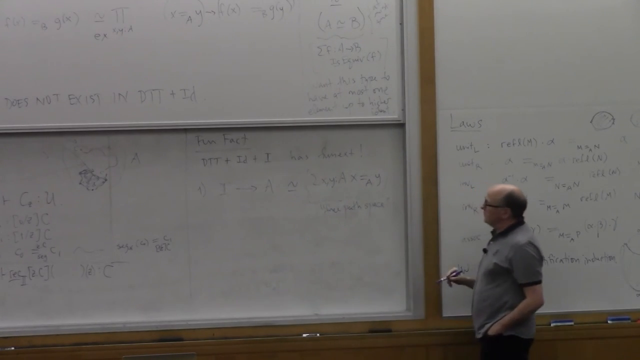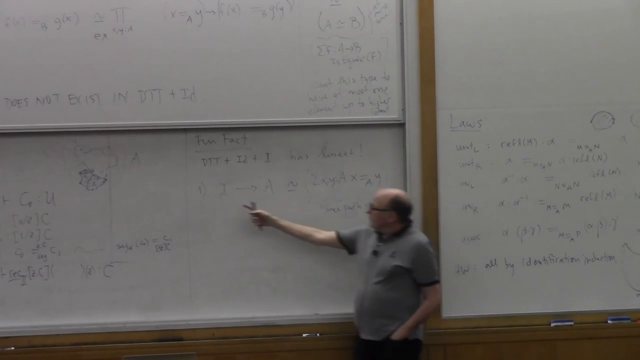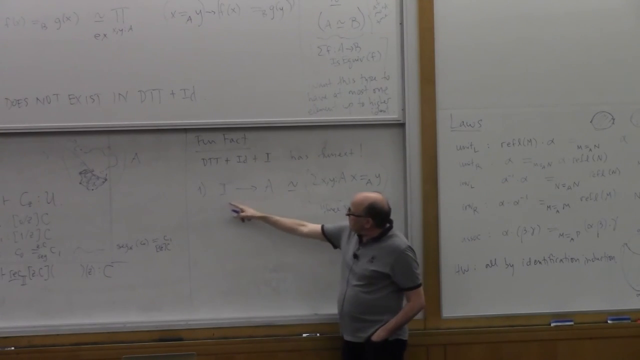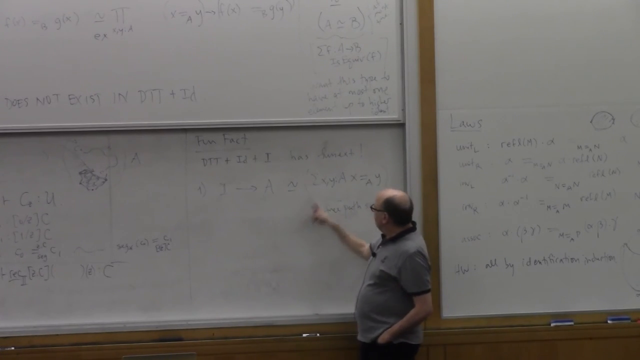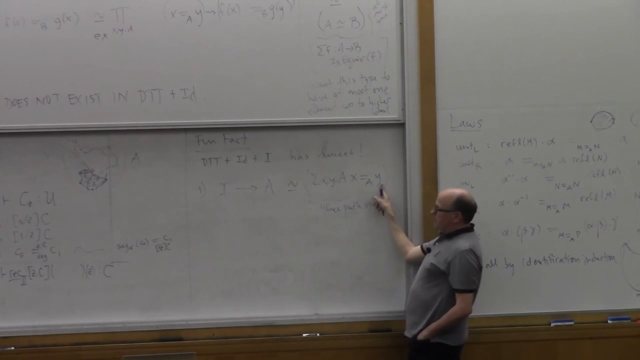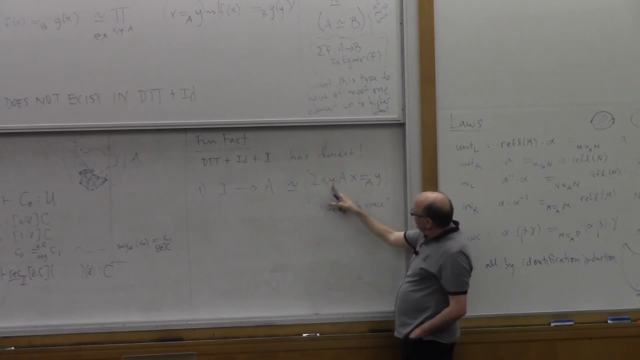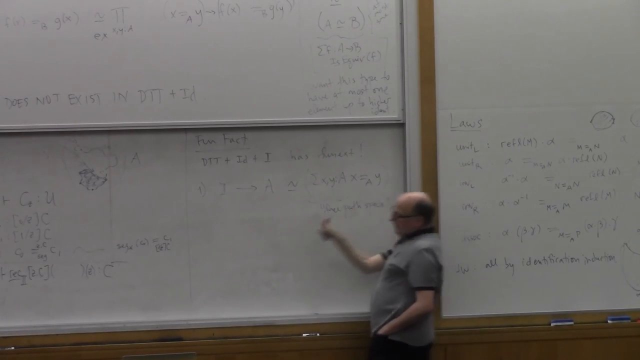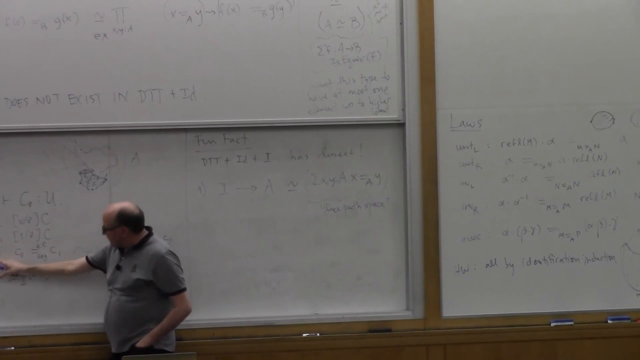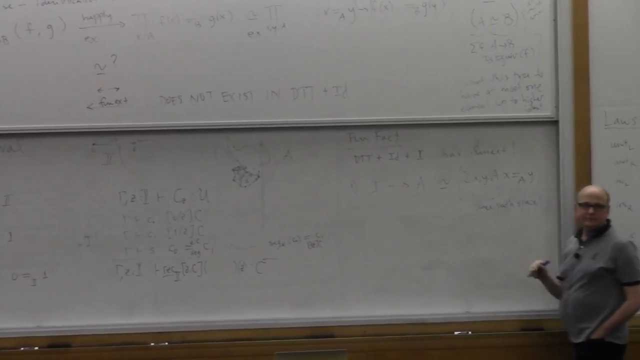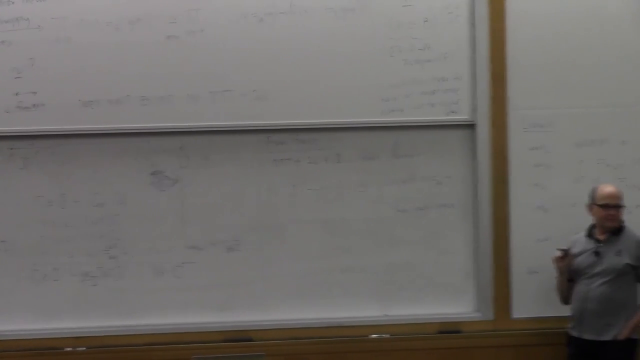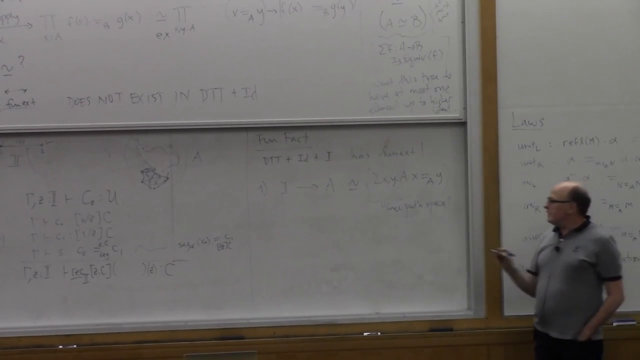Okay, that's the terminology. Every mapping from I to A picks out an A0, an A1, and a line between them. If I have A0 and A1 and a line between them, then they can be turned into a mapping from I to A. Done.